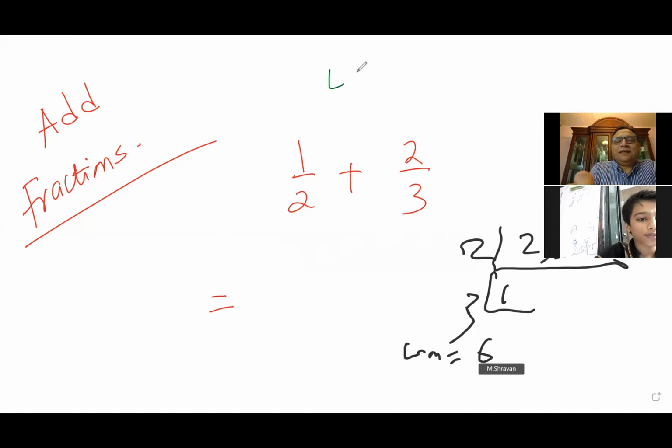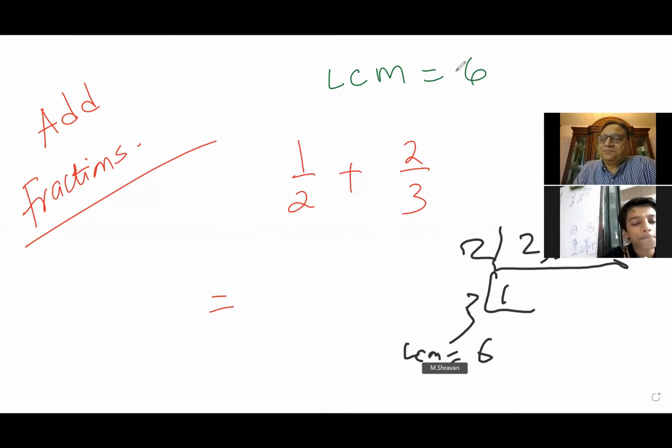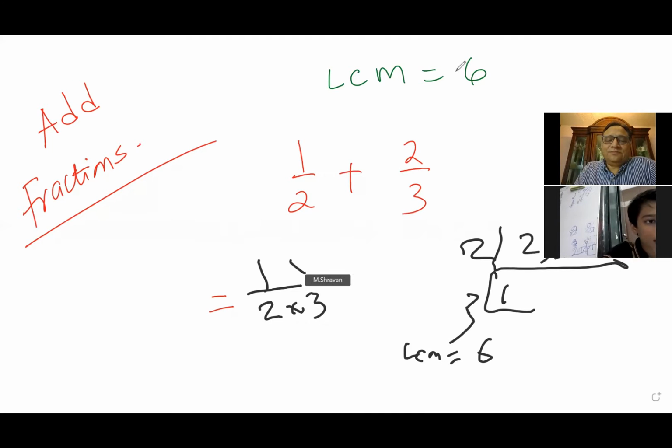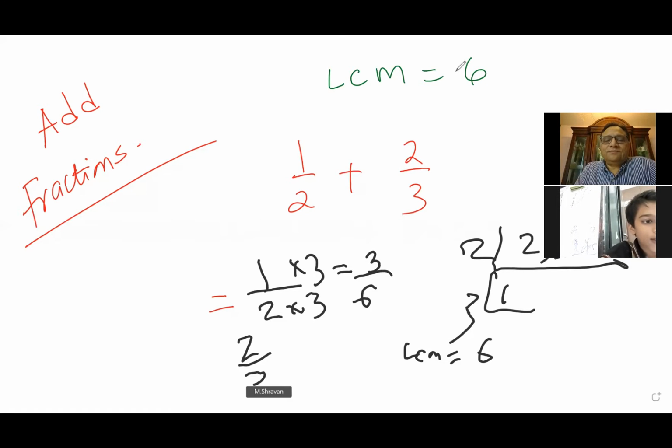So you are saying that the LCM is 6, right? Then what do you do? So with 1 by 2, I multiply it with 3 by 6. Very equivalent. 2 by 3.